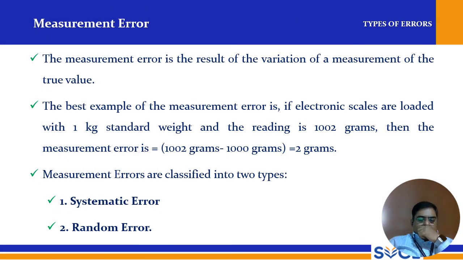Measurement errors. The measurement error is the result of the variation of measurement from the true value. The best example of measurement error is when an electronic scale is loaded with a 1 kg standard weight, and the reading is 2 grams extra to the kg. Then the measurement error is 2 grams. Measurement errors are again systematic error and random error.